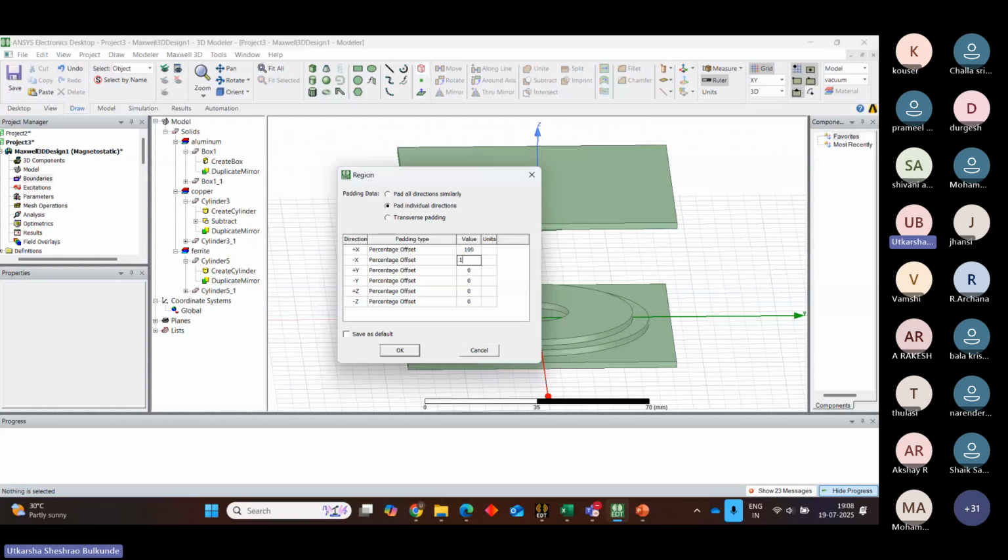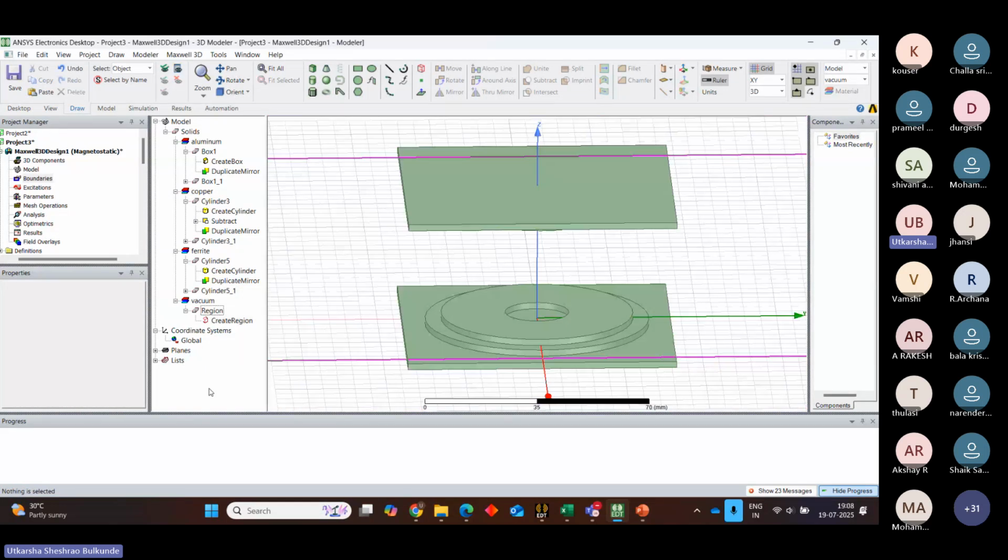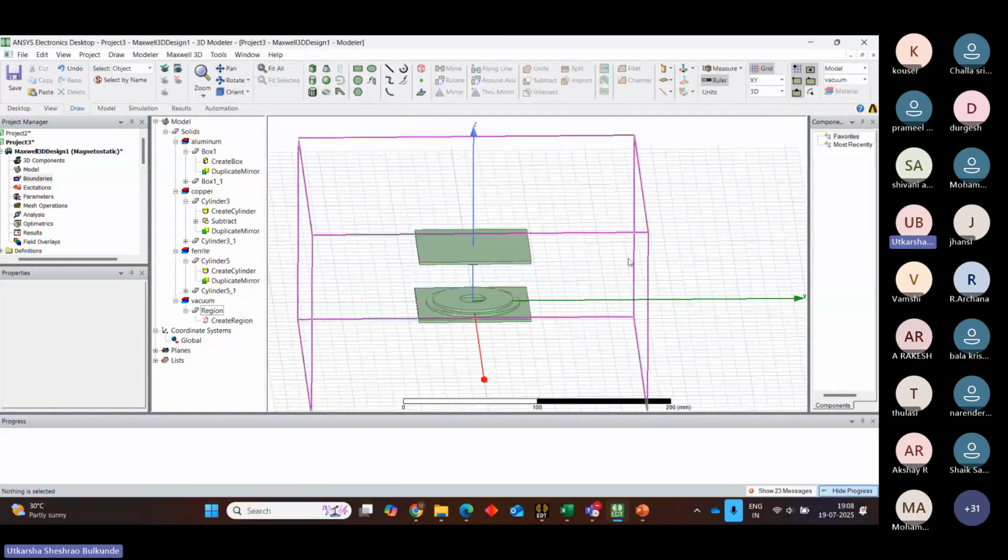Here you can just put whatever values you want. You just have to take care that it should not touch your geometry. You don't have to worry about the extended leads and all, because in this case you don't have to take the extra wire to touch to the region to give excitation, like in the spiral case. So here you can just give any value of region. It's just that it should be more than your geometry. Okay, your geometry should be completely enclosed in that.